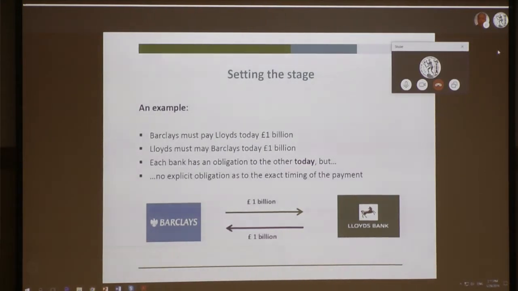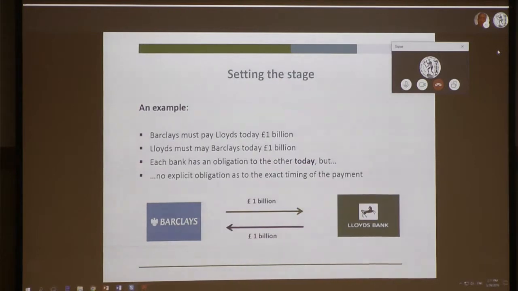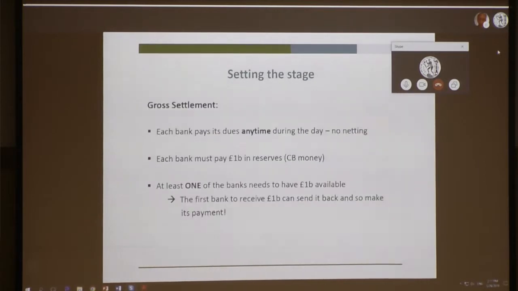But of course, there's no other explicit obligation as to when exactly during the day this payment needs to be made. Both of these banks just know that they need to make a payment of £1 billion to one another today. So here's how things now start to become interesting in this setup. These banks are going to have to use some kind of reserves to make these payments.